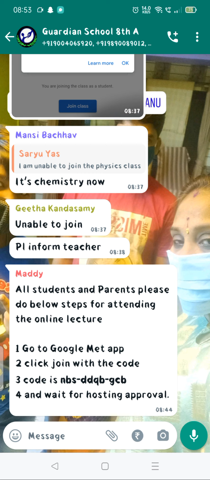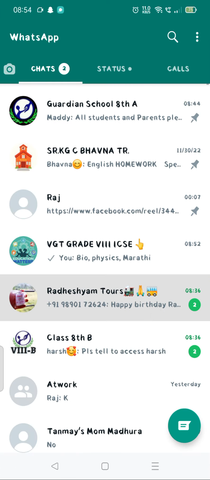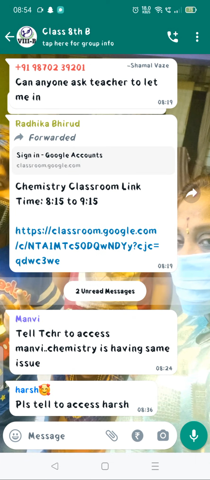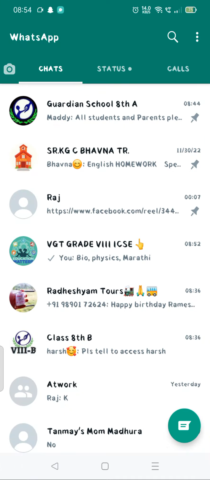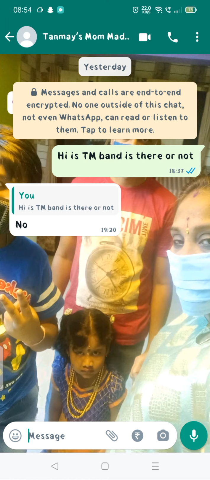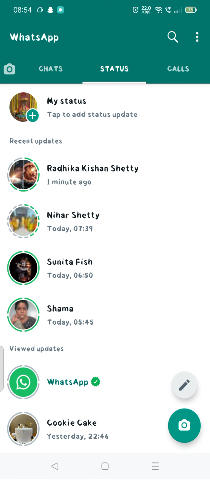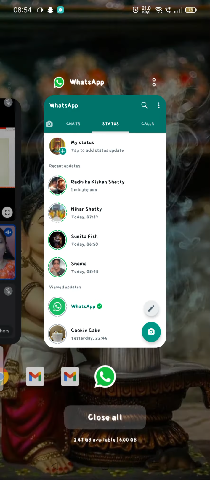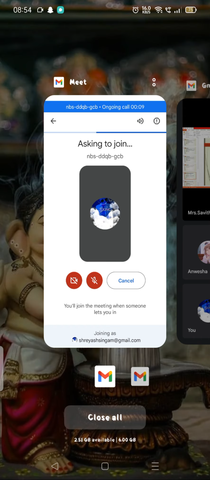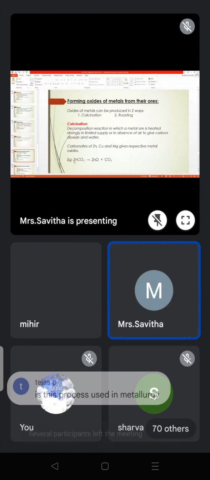So did we get metal oxide from the ore? Yes. Zinc carbonate gives zinc oxide. In the same way, copper carbonate gives copper oxide, and magnesium carbonate gives magnesium oxide. So that is calcination. Anyone had some doubt?